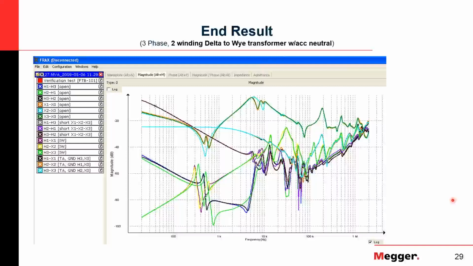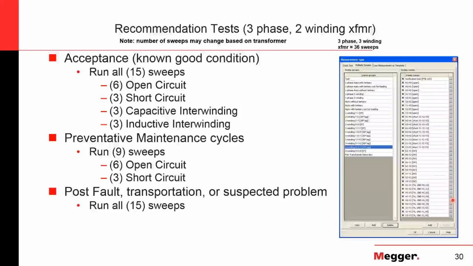So when do we run these tests? What I generally recommend is when you're doing an acceptance test or a commissioning test, or if that transformer has been sitting there for a while and you don't have any previous measurements, so you just want to get your reference or your fingerprint, you're assuming it's in a known good condition here.